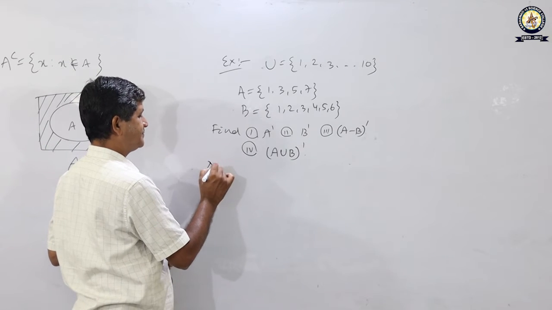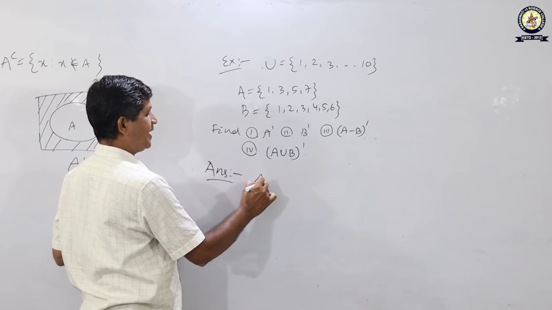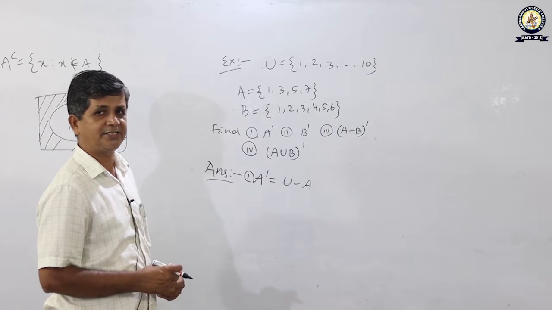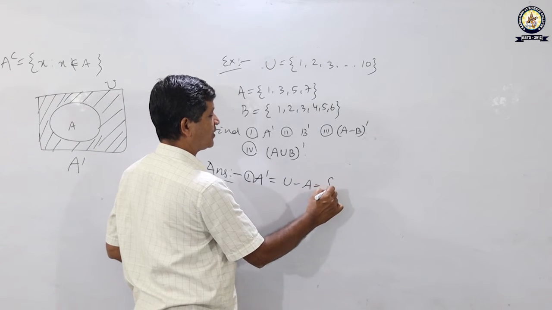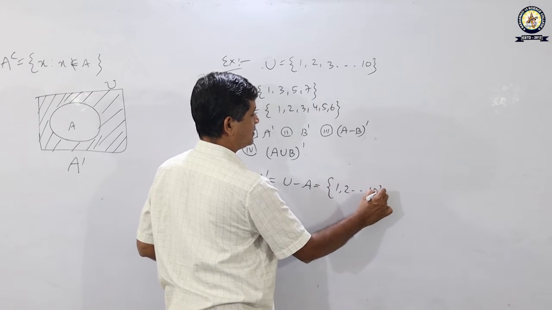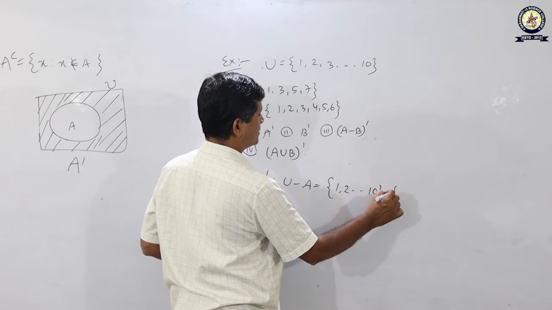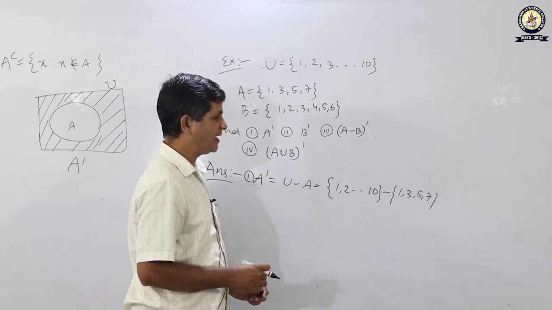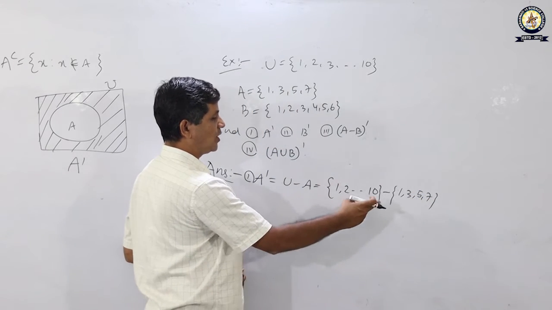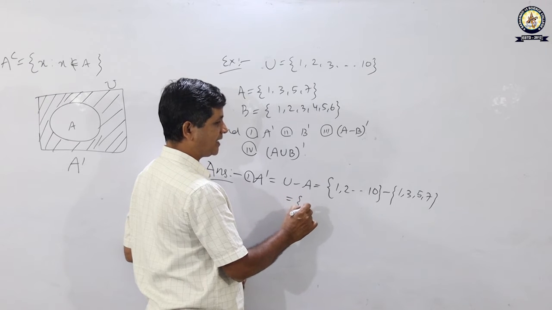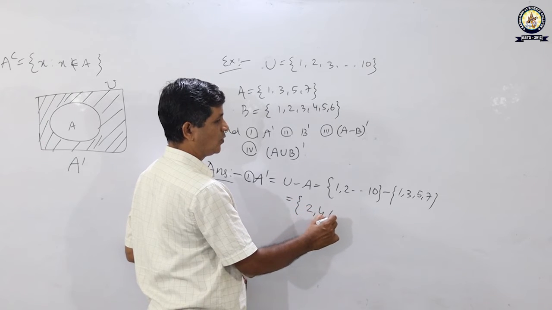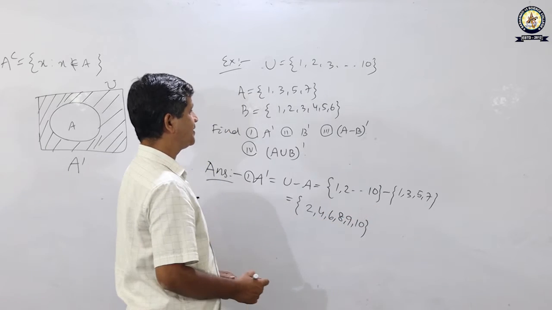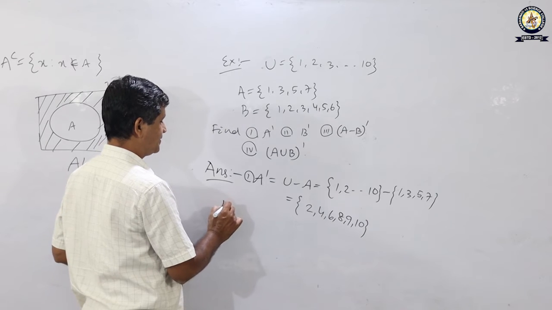Come to A dash. What is A dash? It is U minus A. The U set contains 1, 2, up to 10, minus, or difference, the A set which contains 1, 3, 5, 7. So those elements which are present in U but not in A are the elements of A dash. So this is 2, 4, 6, 8, 9 and 10. This is A dash.